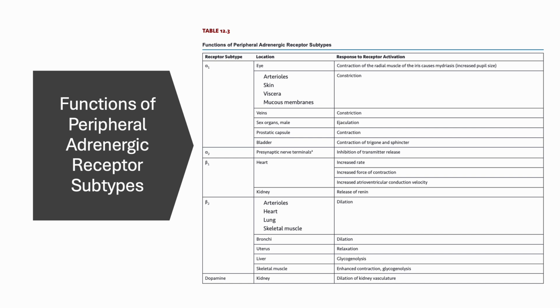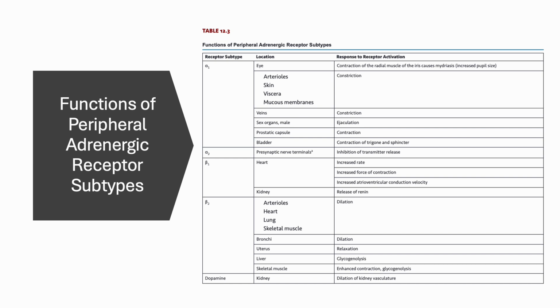For alpha 1, we can find them in the eyes, blood vessels, male sex organs, prostatic capsule, and the trigone and the sphincter of the bladder. With alpha 2, we are going to find the receptor subtypes only on the presynaptic nerve terminals. Because alpha 2 receptors are located on nerve terminals, they're referred to as presynaptic, and sometimes you might even see them referred to as prejunctional. These are all on the nerve terminal, not on the organs that are innervated by the autonomic nervous system.